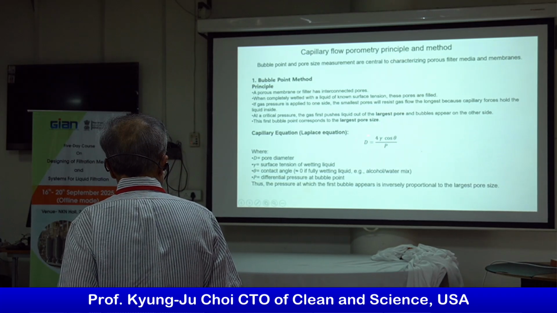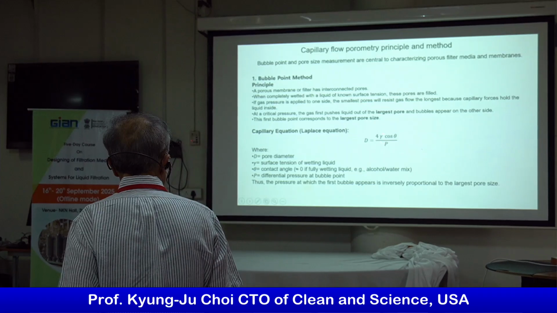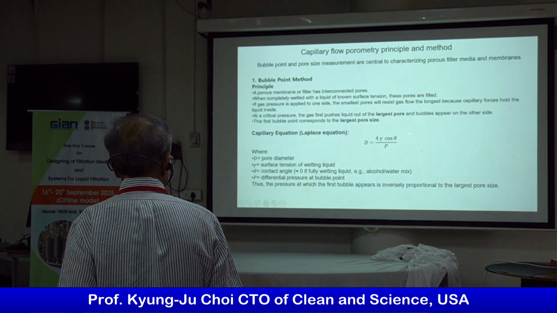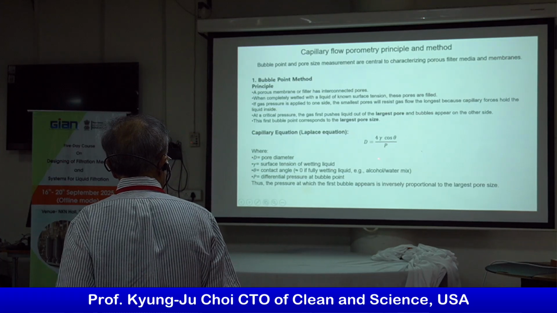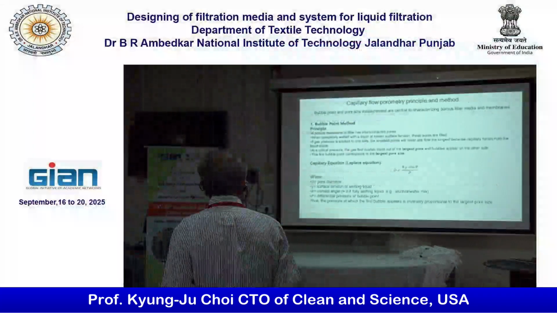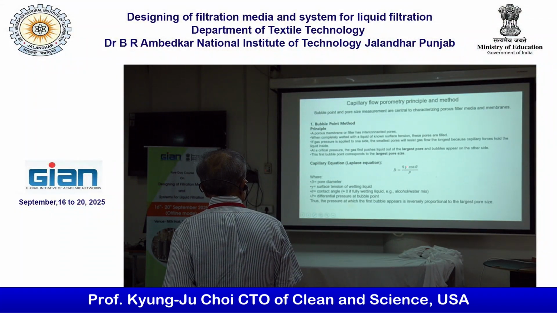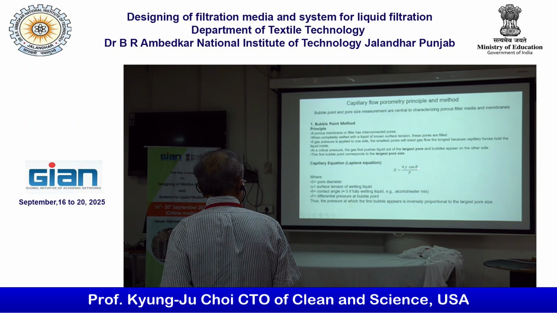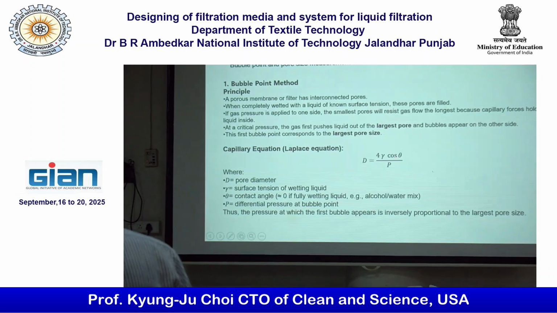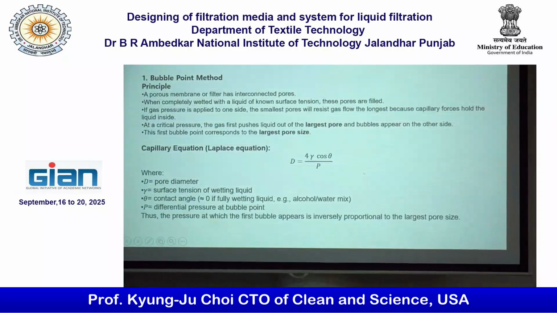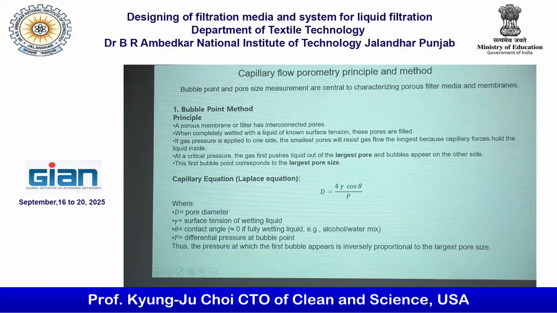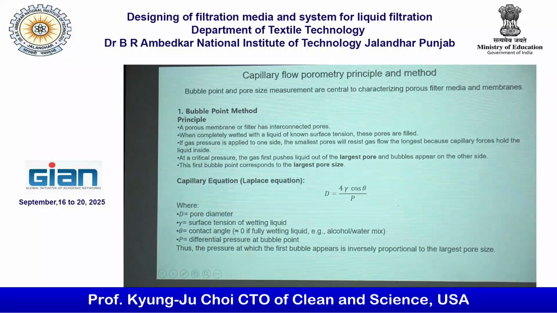So D is pore diameter, gamma is surface tension, theta is contact angle, and P is differential pressure. So this is constant. Somehow we don't care about cosine theta, consider it 1. So 4 gamma over P, that is the diameter.